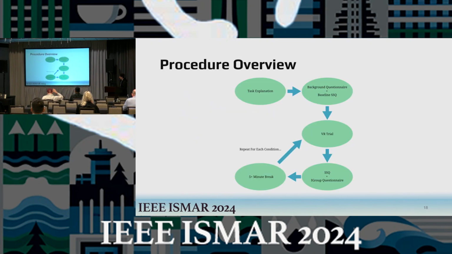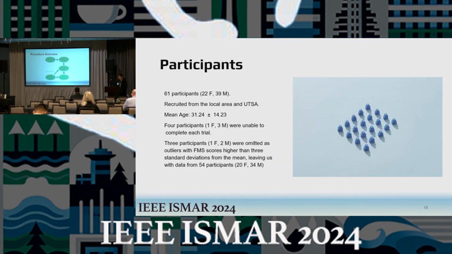Here's an overview of what participants did in VR. This began with a task explanation where we explained, hey, you're gonna walk around this loop, you're gonna be in this forest. This was followed by a background questionnaire and a baseline SSQ. These baseline SSQ scores were subtracted from every subsequent SSQ in the trial. This was followed by a VR trial with one of the 4 conditions. This was all done in counterbalanced order, followed by a follow-up SSQ and iGroup Presence Questionnaire and a 5+ minute break. The break was 5+ minutes because we extended the break by a minute every time the participant rated anything other than a non-zero score of sickness on the Fast Motion Sickness scale.